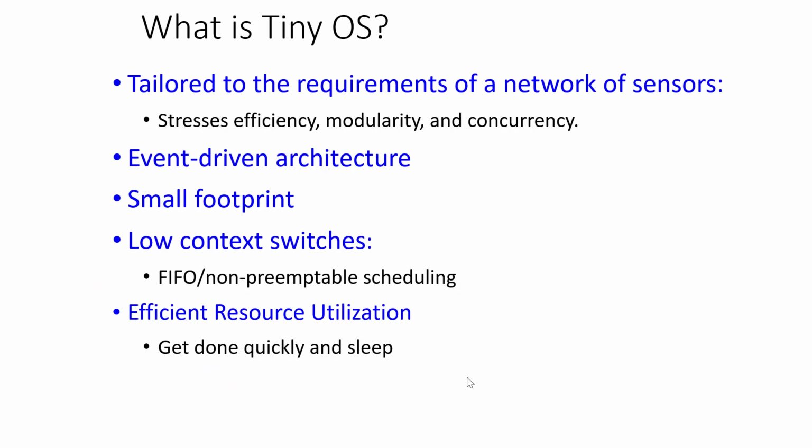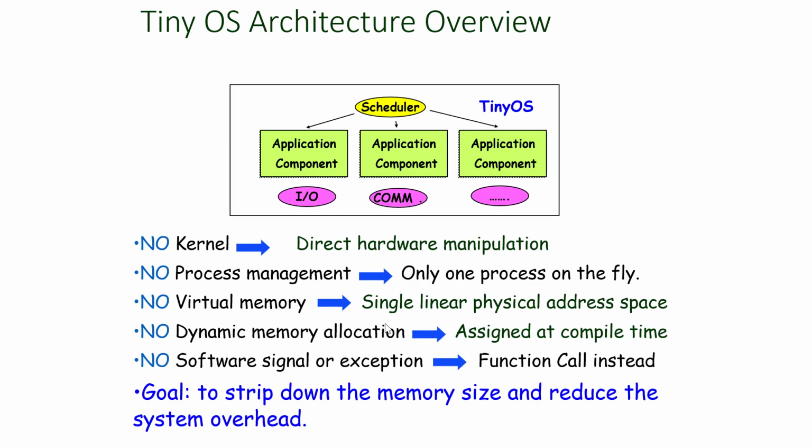So it is tailored to the requirements of a sensor network, and almost all of these OSs are event-driven architectures, as we have seen for ROS. In the sense, there is an event, you react to it, and then you keep quiet. Small memory footprint, very low overhead context switches, mostly FIFO scheduling, non-preemptible, and efficient resource utilization. When the job is done, you quickly put the processor to sleep.